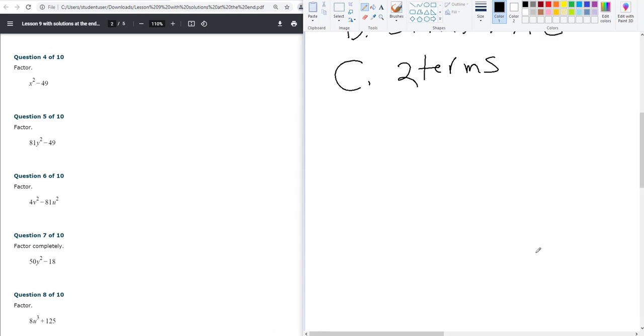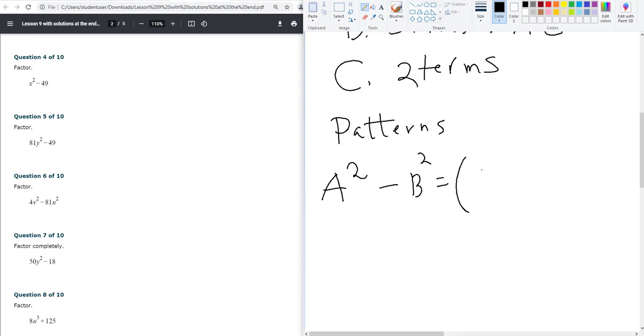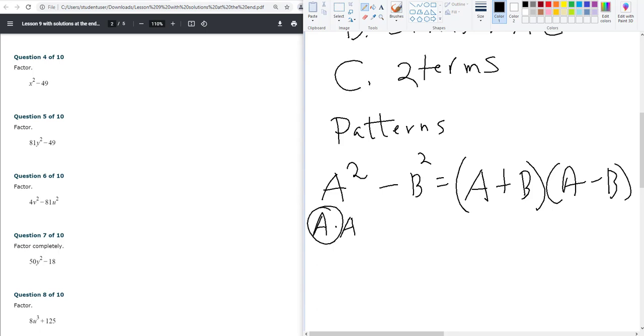Okay? Now, if it's a binomial, you've got to look for your patterns. I'm going to list all the patterns and then I'll explain them. A squared minus b squared factors as a plus b and a minus b, where a is just what do you multiply times itself to get a squared, and b is what do you multiply times itself to get b squared.